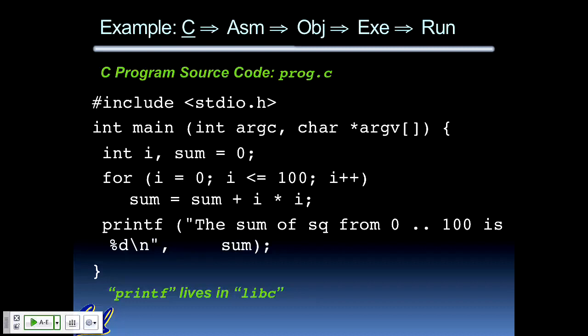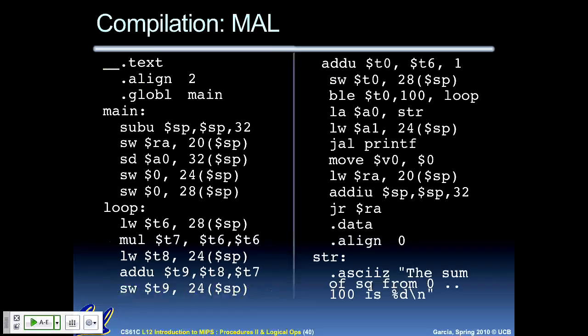So here's the main function. It takes in the arguments here, declares a couple of integer variables, loops around, calculating the sum of the first 100 squares, then prints out the result, and then exits, okay? So printf, the function, lives somewhere else. It lives in the C library, so it won't be part of this C compilation. So let's take a look at the output of the compiler. The compiler takes that C code and produces assembly code.